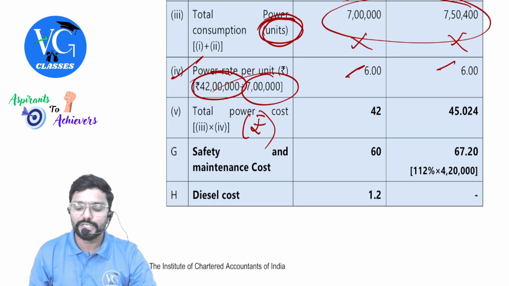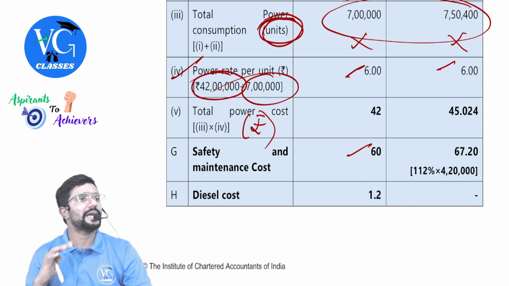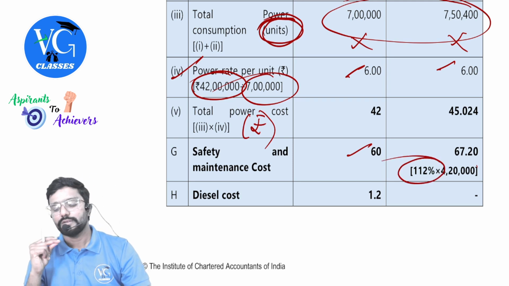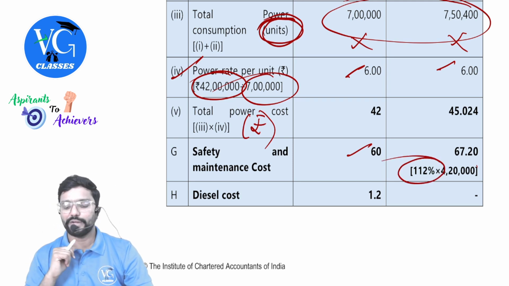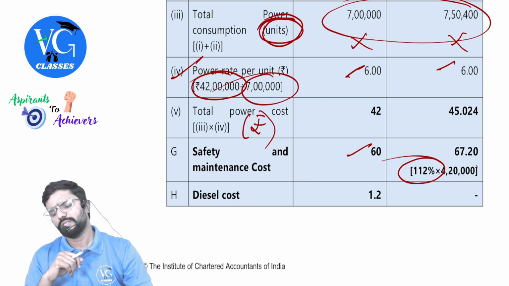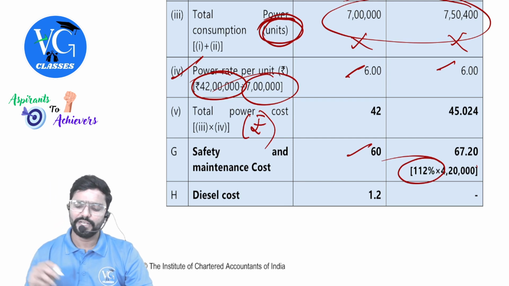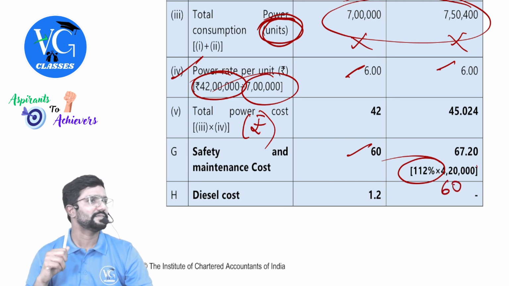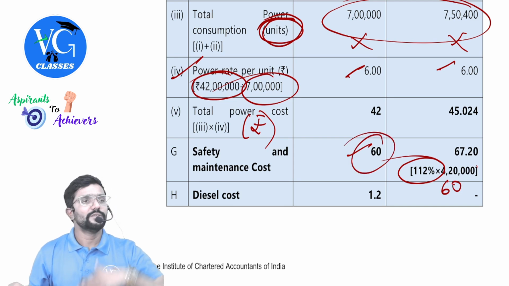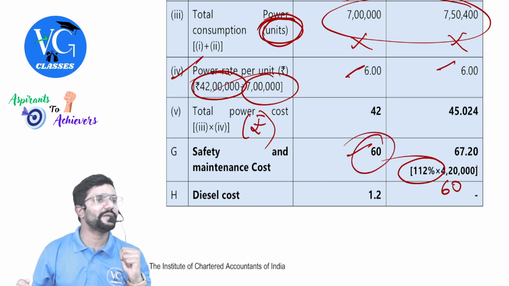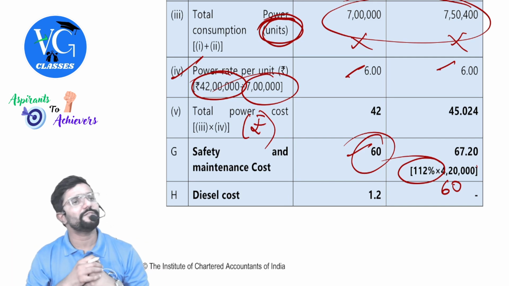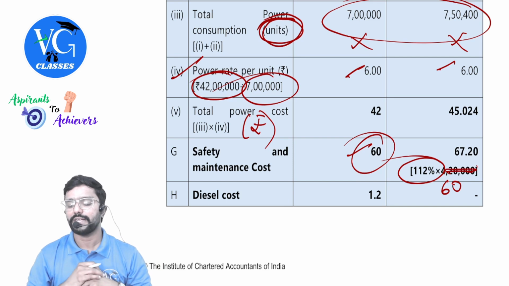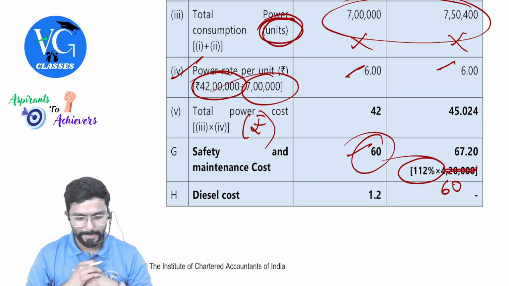Safety and maintenance they told 60, and it will increase as per the production. How much has production increased by? 12%. So 60 into 112. Why have they done 420 into 112? I don't know. It should be 60 into 112%. Clear? Or else you do like this: 60 lakh divided by 420 into 474. Clear? Actually, here 420 should not come. It is 60 into 112%.